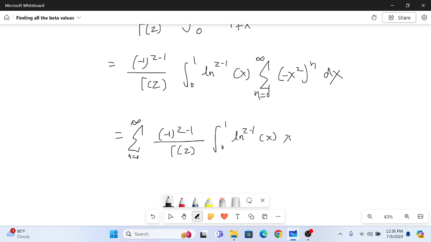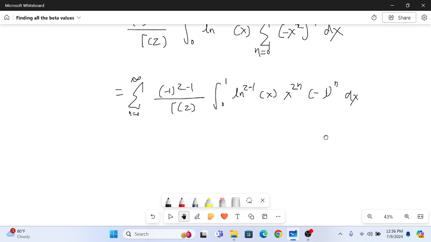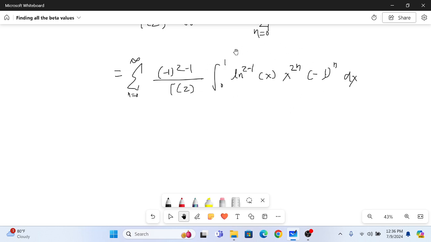times x^(2n) times (-1)^n dx. This is z minus 1, this is x to the power 2n. Okay, after this, I guess you know about this gamma integral.